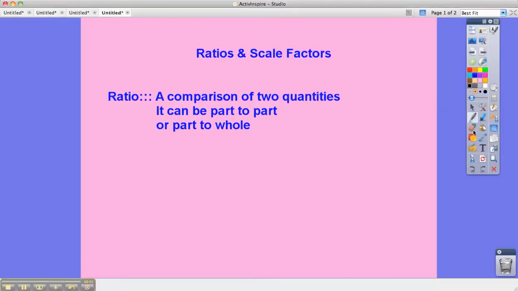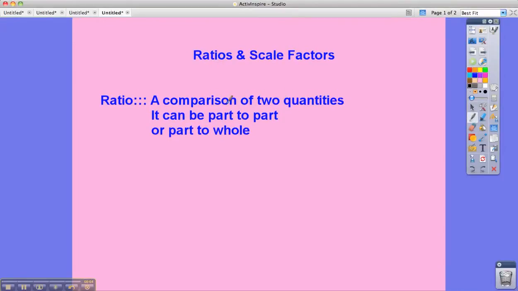Hey guys, today we're going to talk about ratios and scale factors really quick, and so we're just going to start off talking about a ratio. A ratio is a comparison of two quantities. It can be a part-to-part comparison or a part-to-whole. And there's three ways we write a ratio.